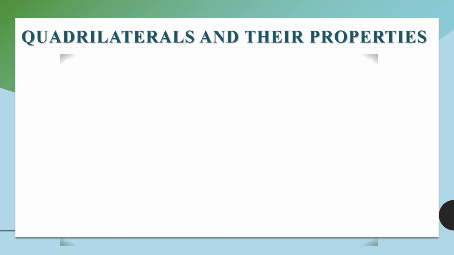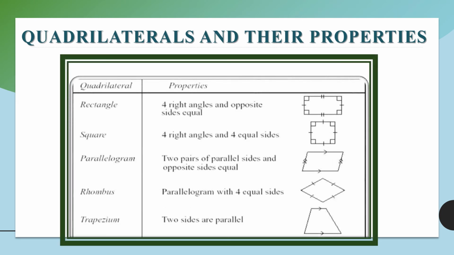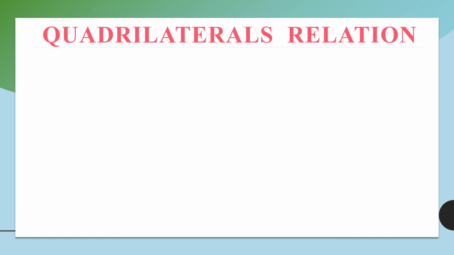Now let's know about the properties of quadrilaterals. In a rectangle, we have four right angles and opposite sides are equal. In a square, we have four right angles and four equal sides. In a parallelogram, we have two pairs of parallel sides which are of equal length. A rhombus is a parallelogram with four equal sides. A trapezoid has one pair of parallel lines.